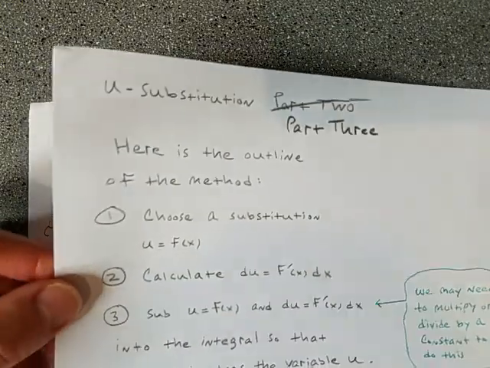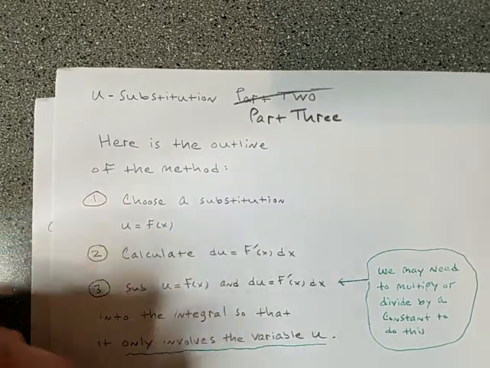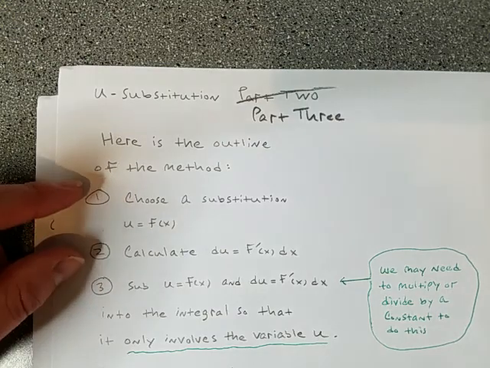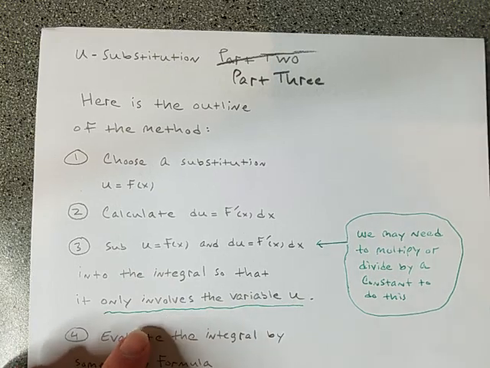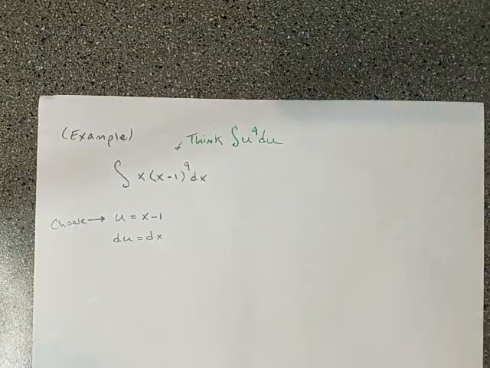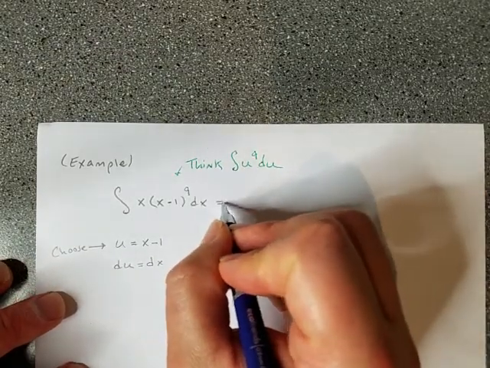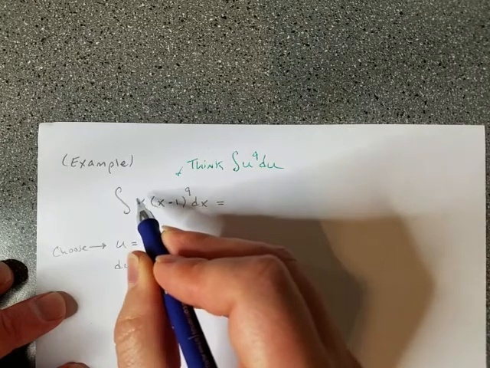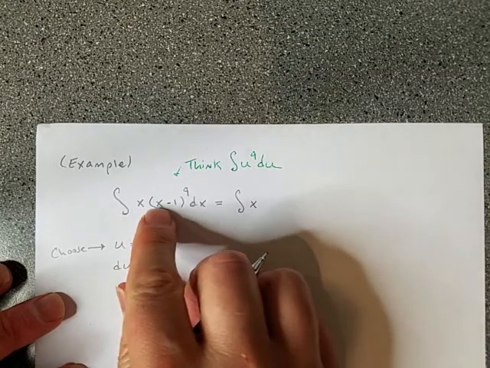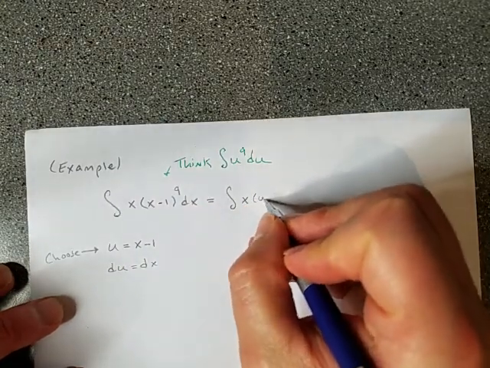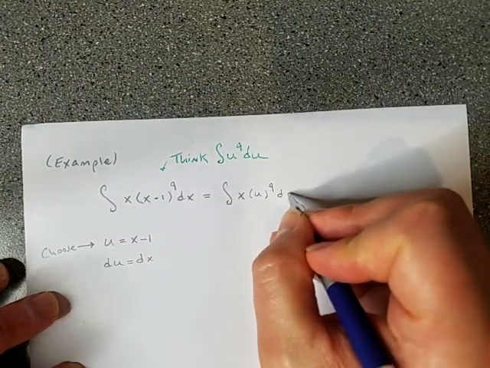So remember, here's the outline of the method. We choose a substitution. u is f of x. Then du is f prime x dx. So far, we've done that. But we want to substitute in a way that the integral that we have only involves the variable u. It doesn't look like there's a way to use that one. If I just substitute what I have, I get x. Now x minus 1, that's u. x times u to the 9th power. And then dx, sure enough, that's du. So it almost works.